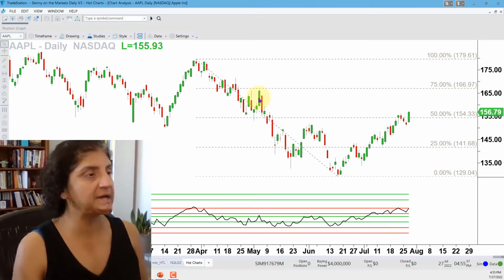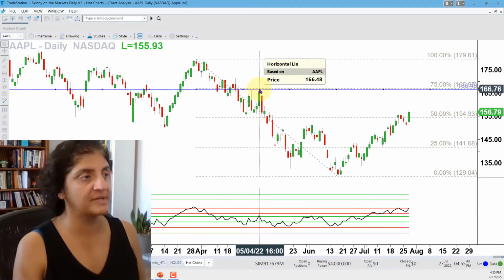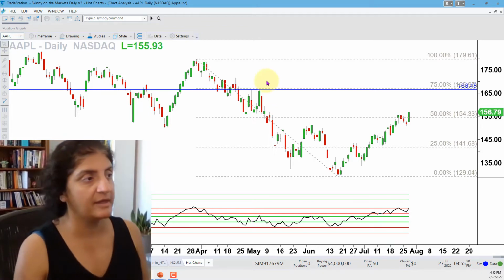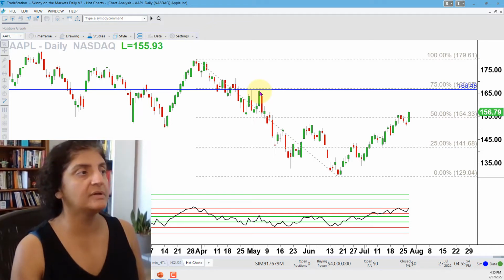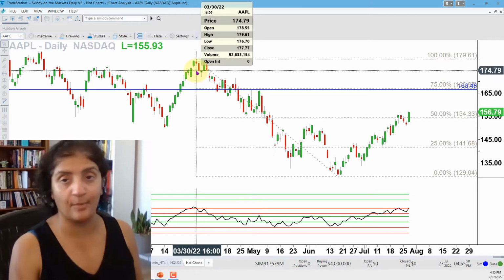But you can see how the high here back on May 4th is very close to what's called the 75% retracement. And all of this is suggesting that if we are continuing higher here in Apple, even through the earnings release, that would be the next key level that would need to be broken above to make us head back towards those April highs, or technically the March 30th high.